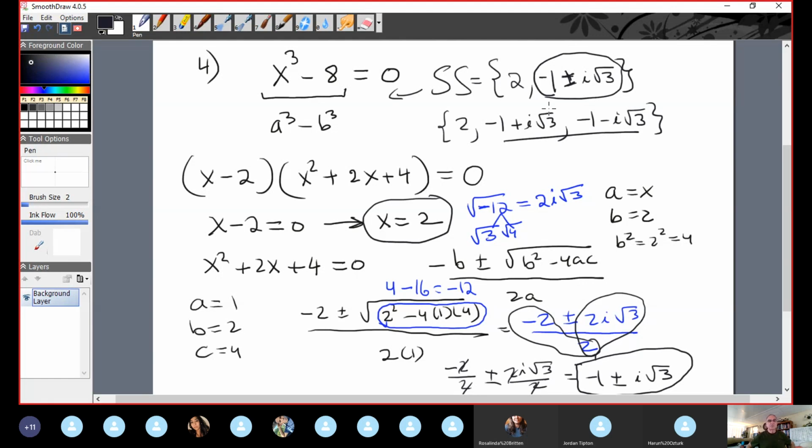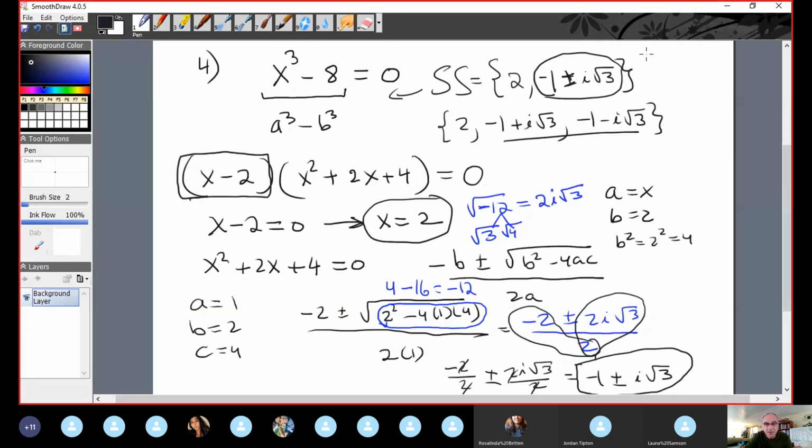Any question? We are doing polynomial equations. Go ahead. How did you get x minus 2 in the beginning of the equation? How do you get this x minus 2 here? Right. Look.